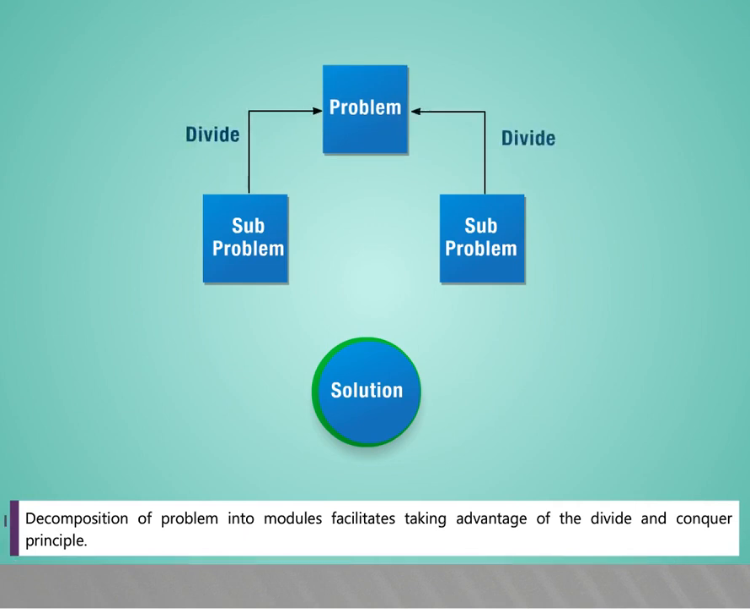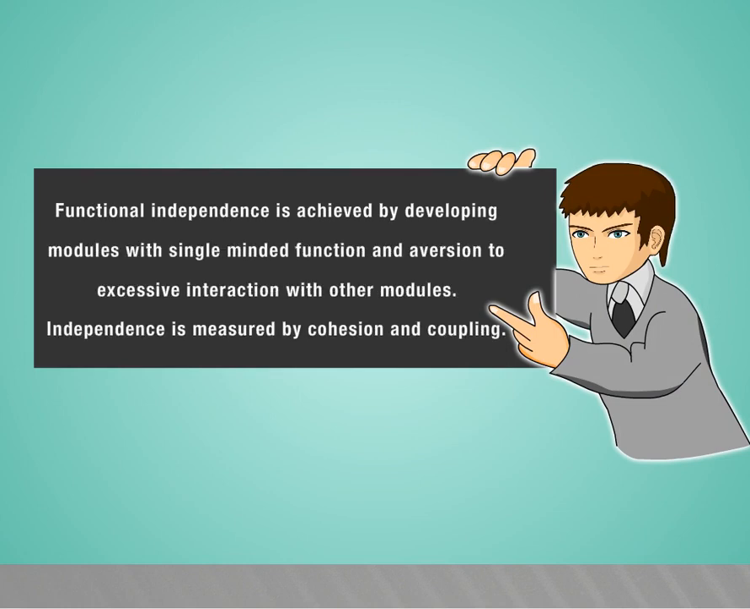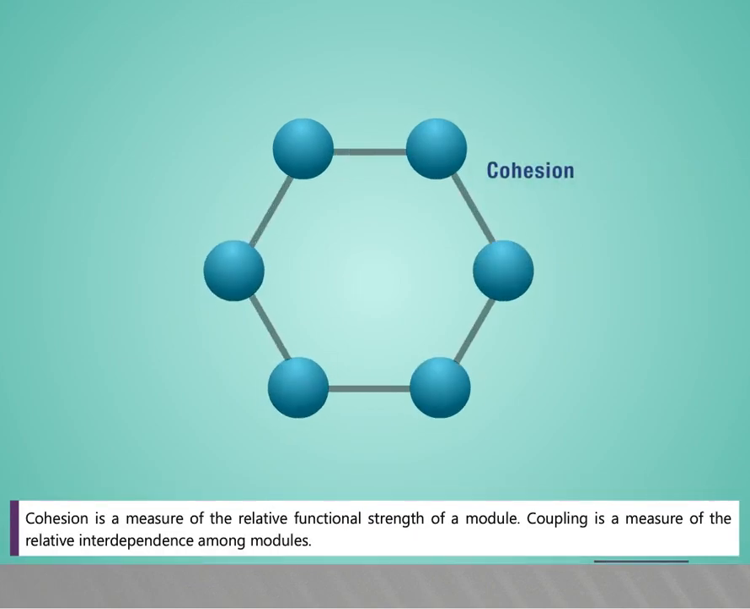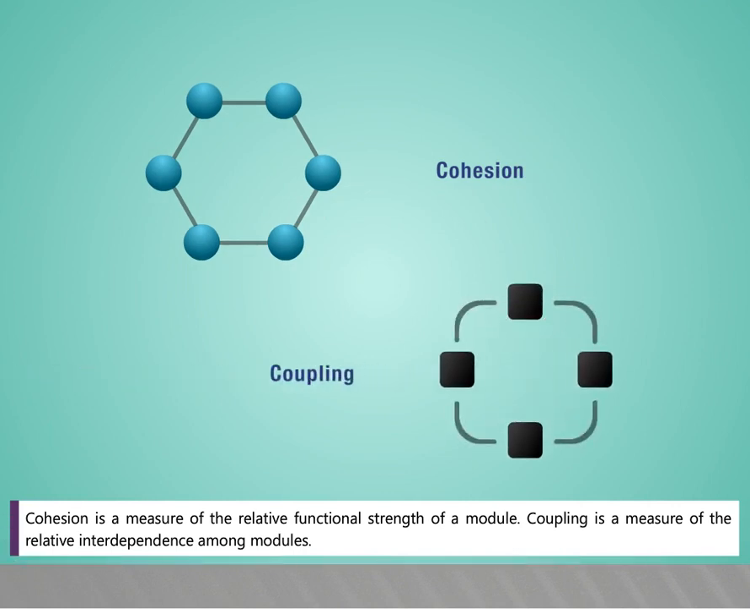Decomposition of a problem into modules facilitates taking advantage of the divide and conquer principle. Functional independence is achieved by developing modules with single-minded function and aversion to excessive interaction with other modules. Independence is measured by cohesion and coupling. Cohesion is a measure of relative functional strength of the module. Coupling is a measure of the relative interdependence among modules.